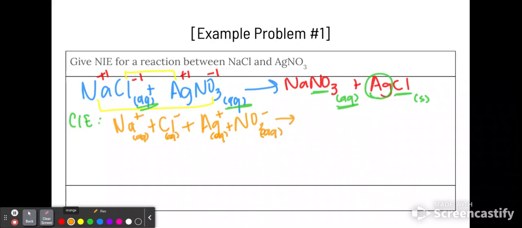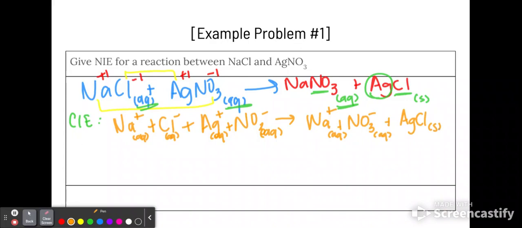And now we're going to go to our product side. Since NaNO3 is aqueous, we're going to break that one up as well. Both of those are aqueous. And then AgCl is solid, so it has to stay together. It does not get to break up. This is our complete ionic equation.